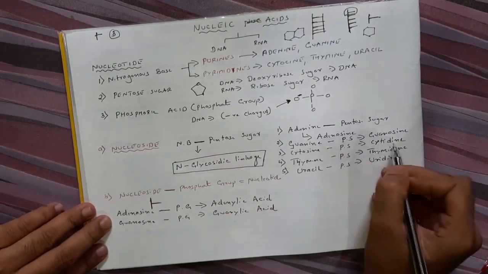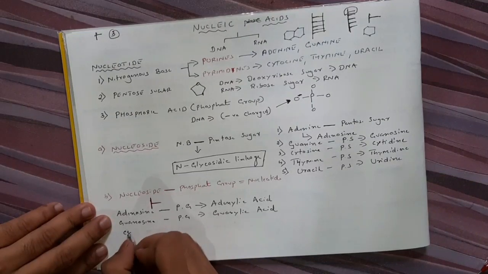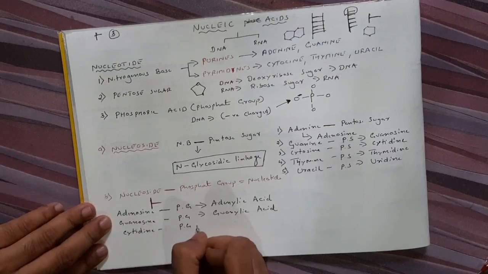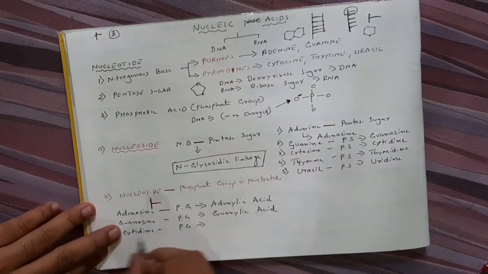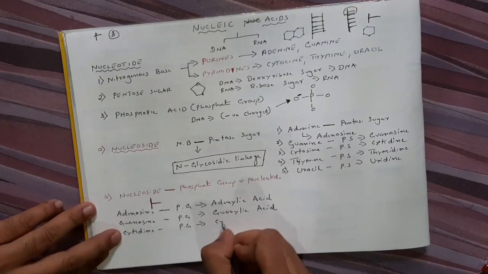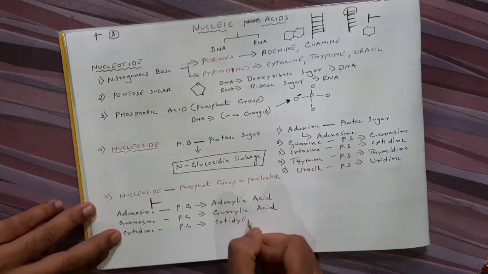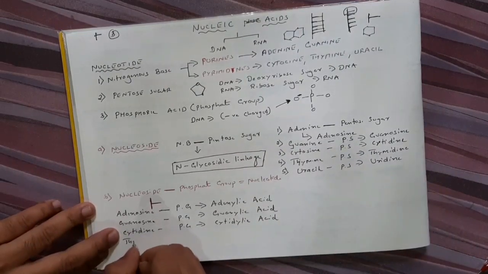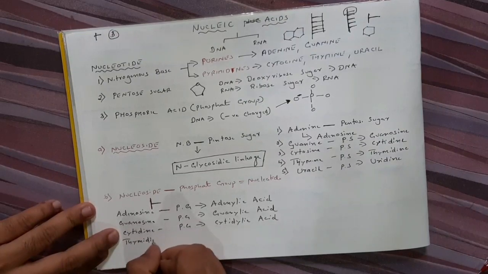Okay, next one, when another nucleoside, cytidine, links to a phosphate group to make a nucleotide, this nucleotide is called cytidylic acid. The next one, we go with thymidine, another nucleoside, where the nitrogenous base is thymine.